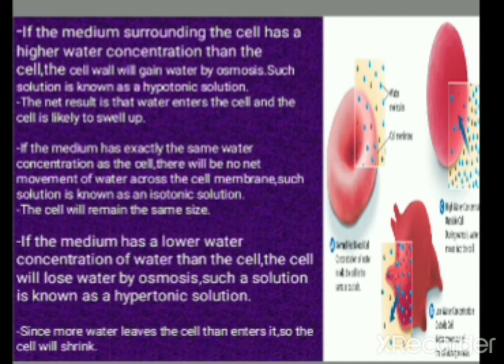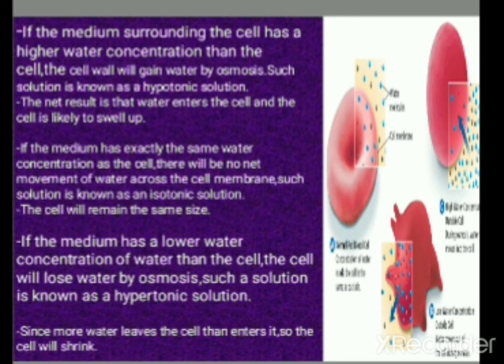So in a hypotonic solution, the net result will be that the cell will swell up. That is the right side of the structure. With high water concentration, the cell is likely to swell up.